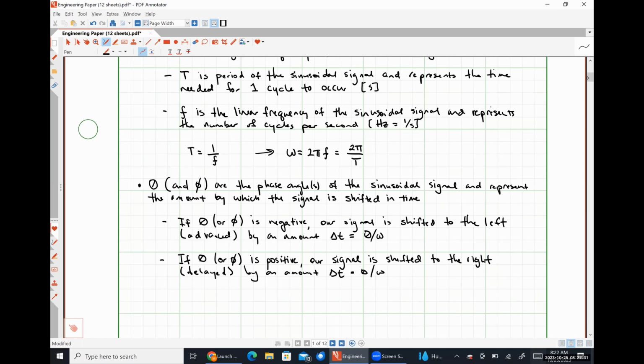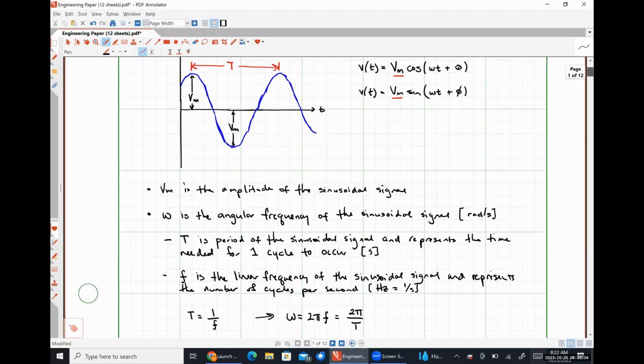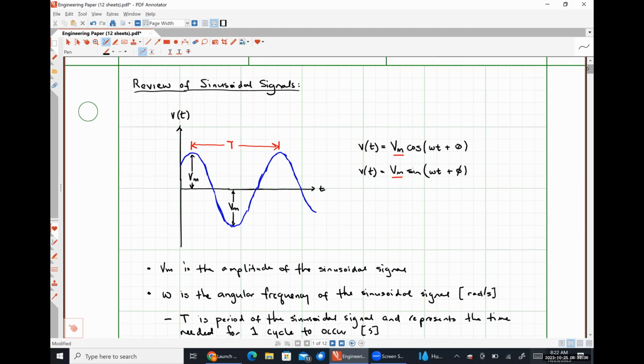So let me scroll back up here so we can look at this graph. And just for the sake of argument, I'm actually going to extend things a little bit here, like so, just to illustrate something. So if we are looking at this particular sinusoidal signal from the perspective of it being a shifted cosine function, would our phase angle theta be a positive quantity or a negative quantity?